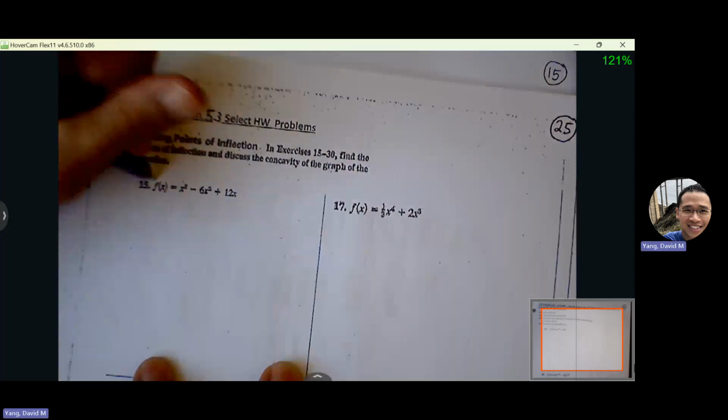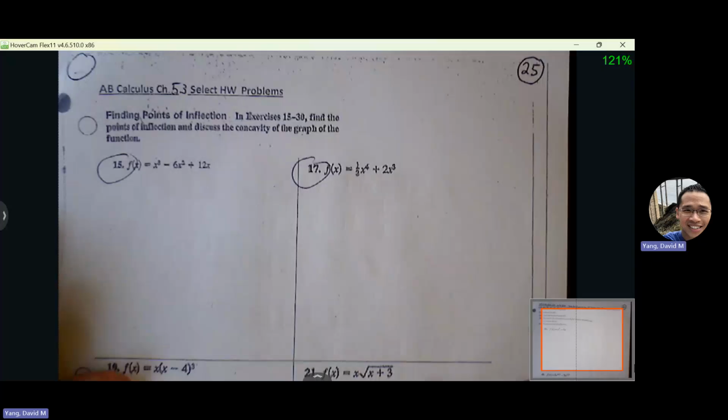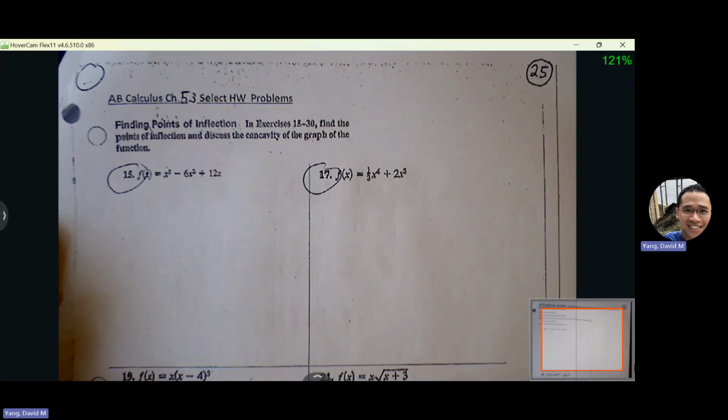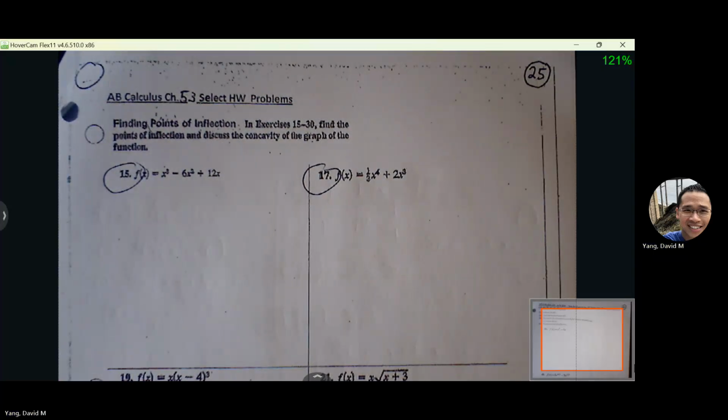Okay, your homework, just a few problems here. Page 25, just 15 and 17, just 2 problems. It's just finding points of inflection and going through the concavity test for concavity.